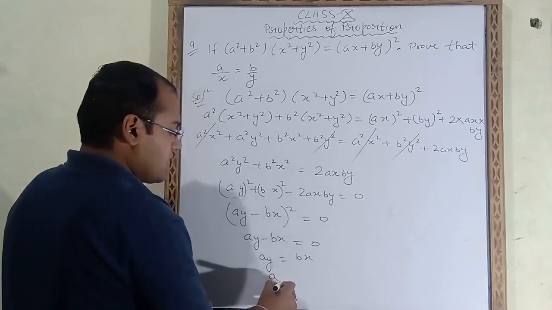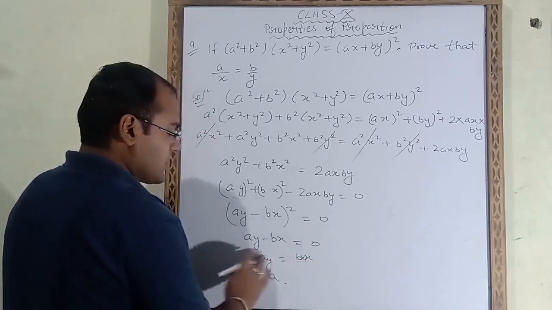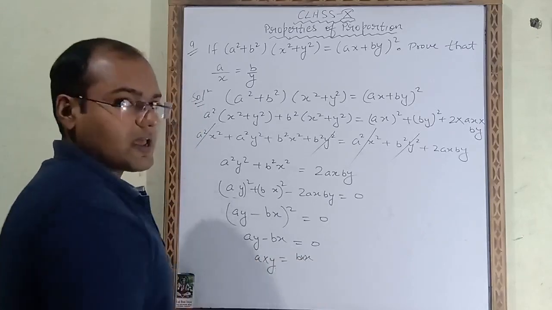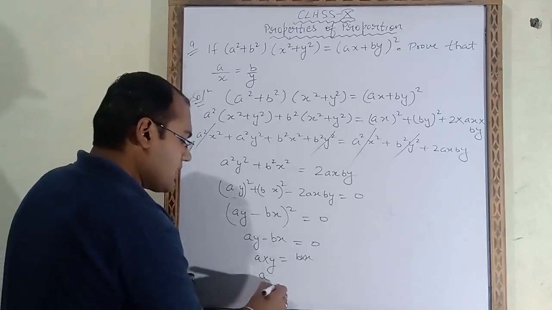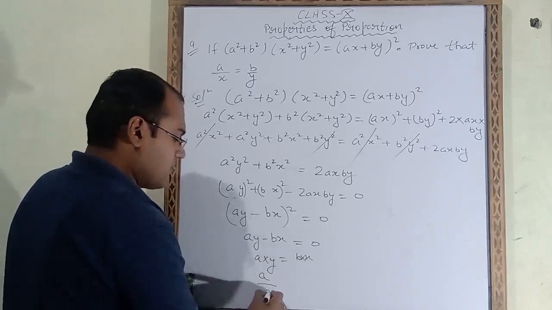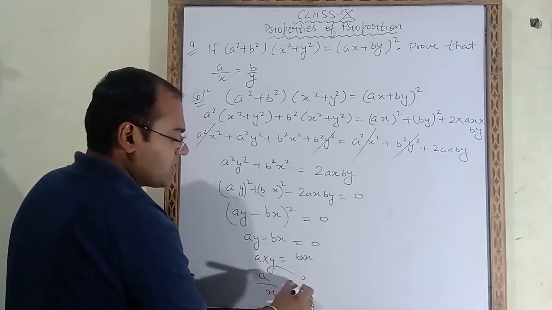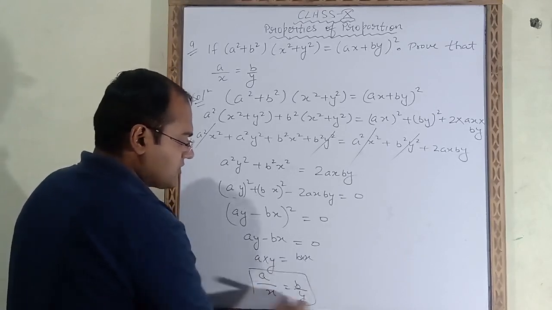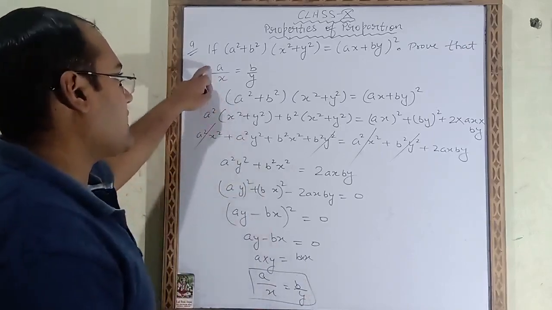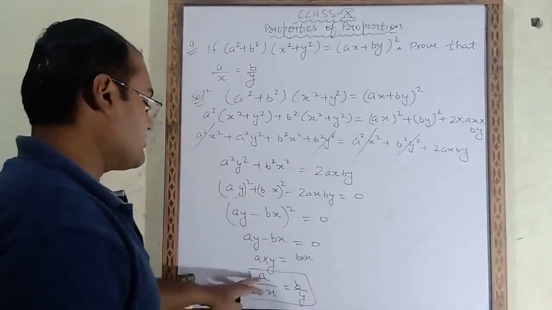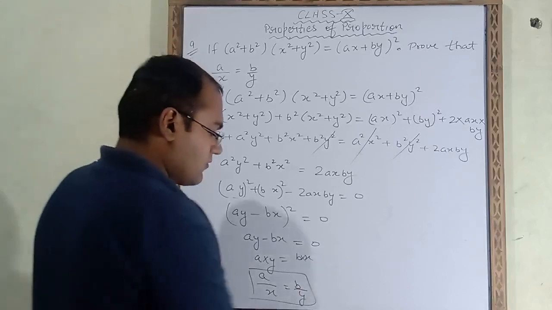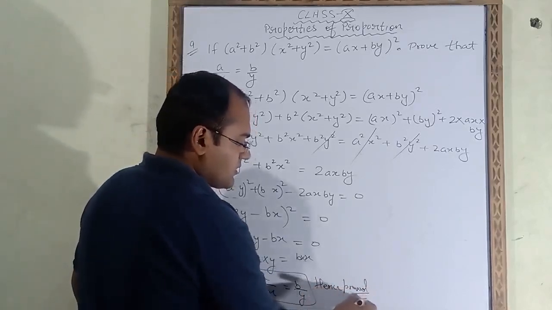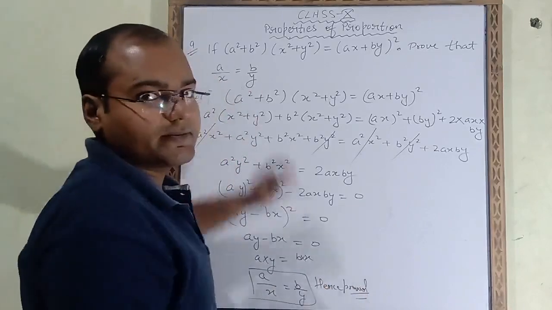Now ay means a multiply y, and bx means b multiply x. A will remain here; this x is in multiply, so we bring it in divide. This y also we bring in divide. So this will become b upon y. This is the only thing which we have to prove: that a upon x is equal to b upon y. So we got a upon x is equal to b upon y, hence proved. Like this you have to do question number 9.